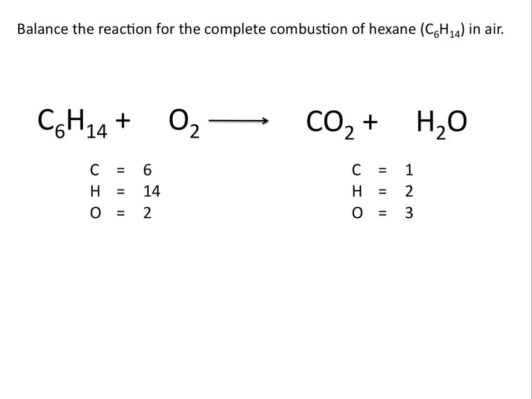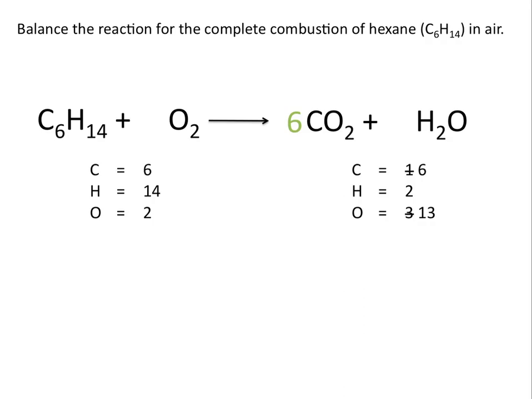So to balance out the 6 carbon atoms on our reactant side, we need to put the coefficient 6 in front of CO2. That now gives us 6 carbon atoms on our product side, but it also increases the number of oxygen atoms on our product side. So we have 12 oxygen atoms from the 6 CO2 molecules plus 1 oxygen atom from H2O.